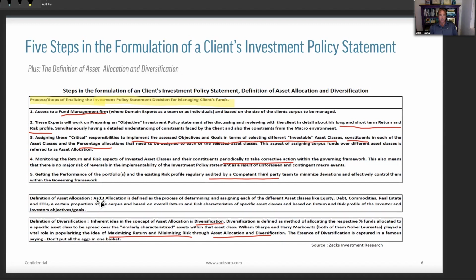So what's the definition of asset allocation? Asset allocation is defined as the process of determining and assigning each of the asset classes, like equity, debt, commodities, real estate, and ETFs, a proportion of the core and specifying the risk and return characteristics. All right, so basically this all boils down to diversification: maximizing return and minimizing risk through asset allocation and diversification. The basic point here is that there are a lot of risks out there, and you can minimize those risks by diversification across your asset classes. That's really all that you're doing here, and that's all that you should be trying to think about in a coherent way.